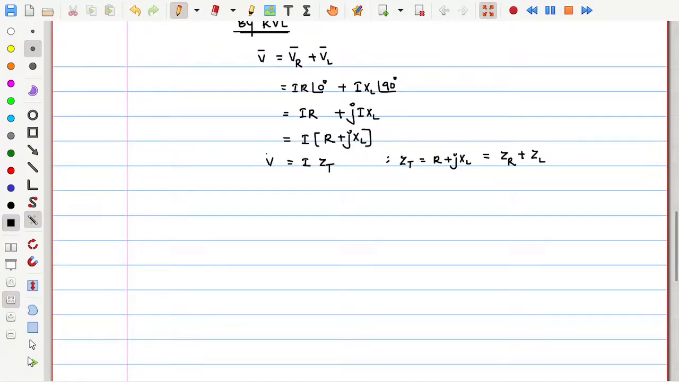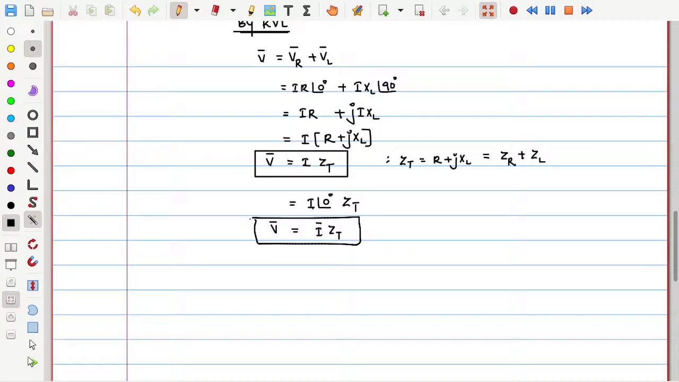See, the total voltage across the circuit is equal to the current magnitude into the impedance. And if we want, we can take one more step: this current can be written as I at an angle 0 into ZT. What is I at an angle 0? It is I bar. So I bar into ZT is what? V bar. See everything carefully here.